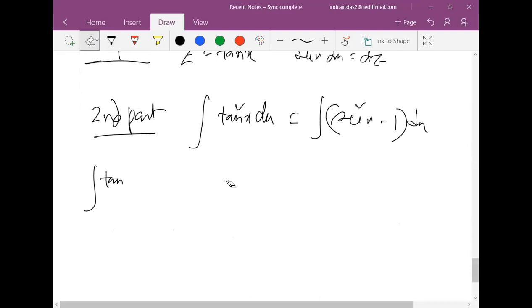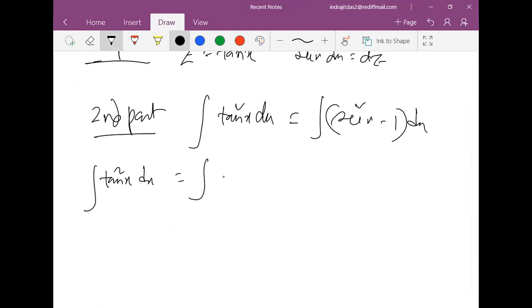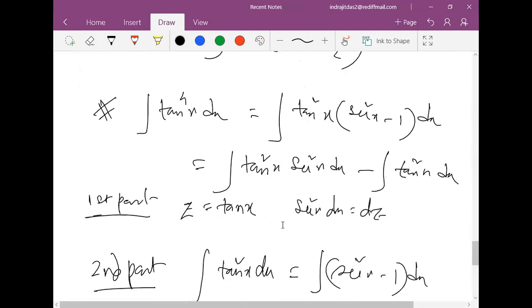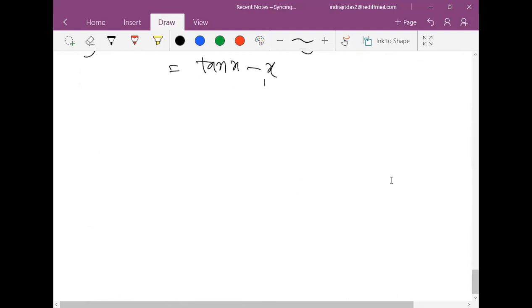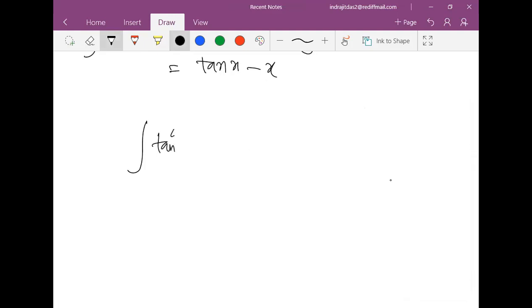Now this is tan square x only. Tan square x integration is easy. The second part, that is sec square x dx minus 1 dx. So you will be getting tan x, sec square x integration is tan x, and minus x. So as a whole, if you look at the problem as a whole, first part is z square by 2 and the second part is tan x minus x. So ultimately you have z square by 2 minus bracket tan x minus x, because this is the second part.